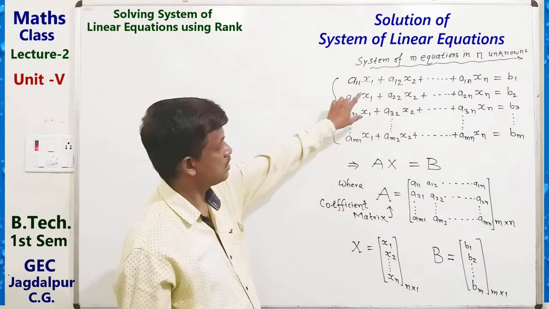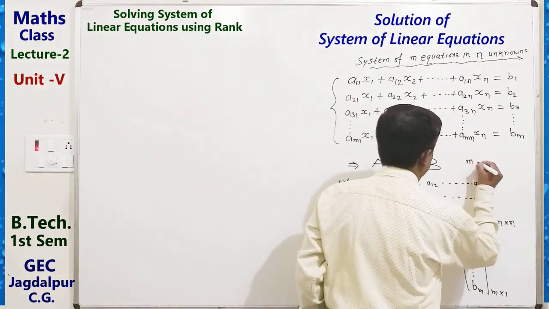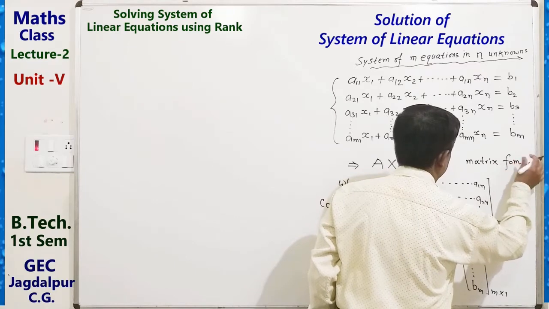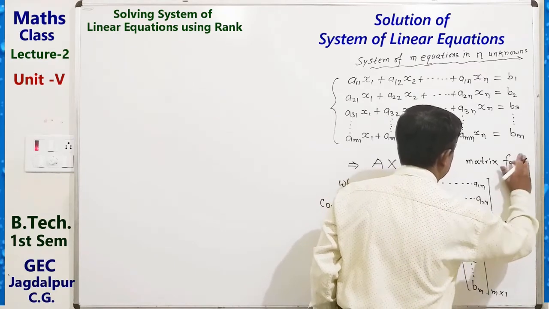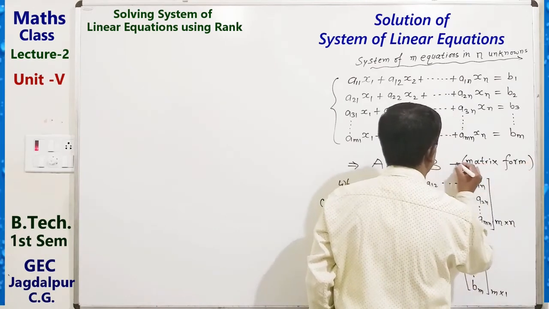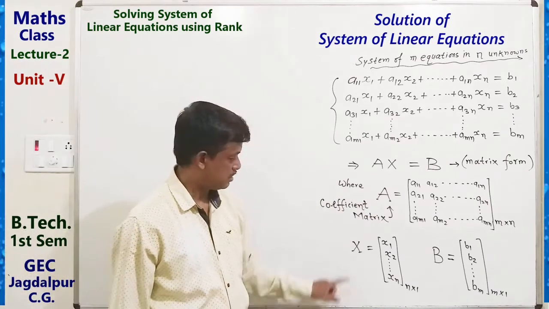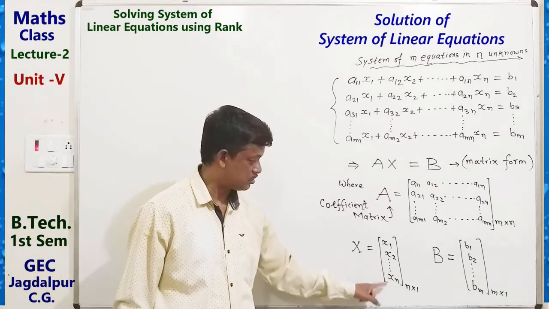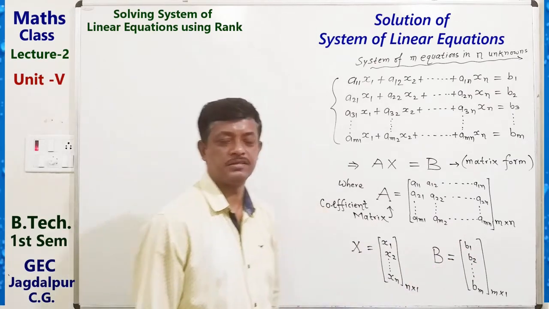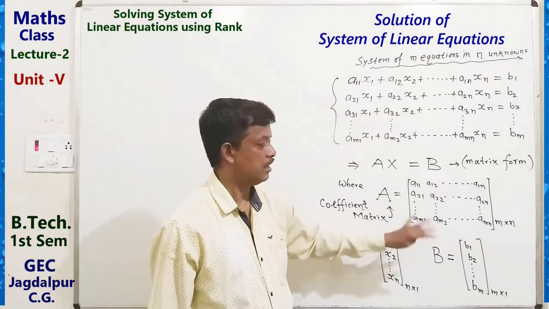This system of equations can be written in matrix form. Clear? Where the coefficient matrix is this, x is x1, x2, x3, up to xn, the solution matrix, and B is the right hand side. In general, we can represent it like this.